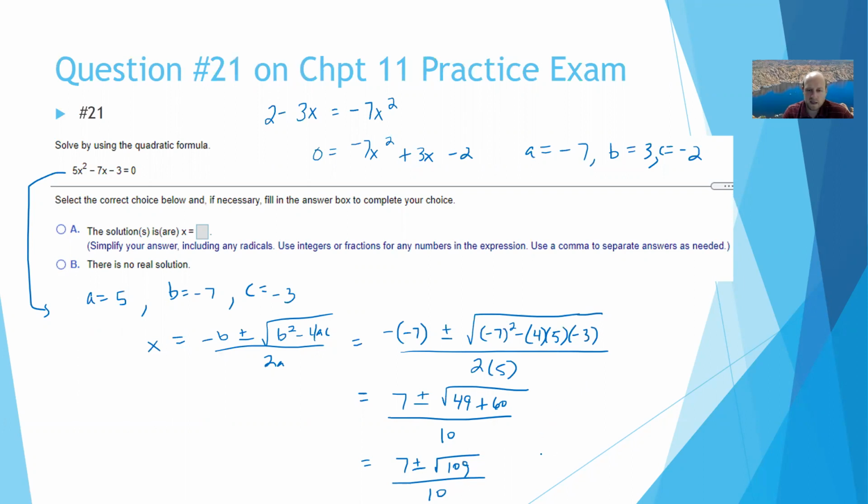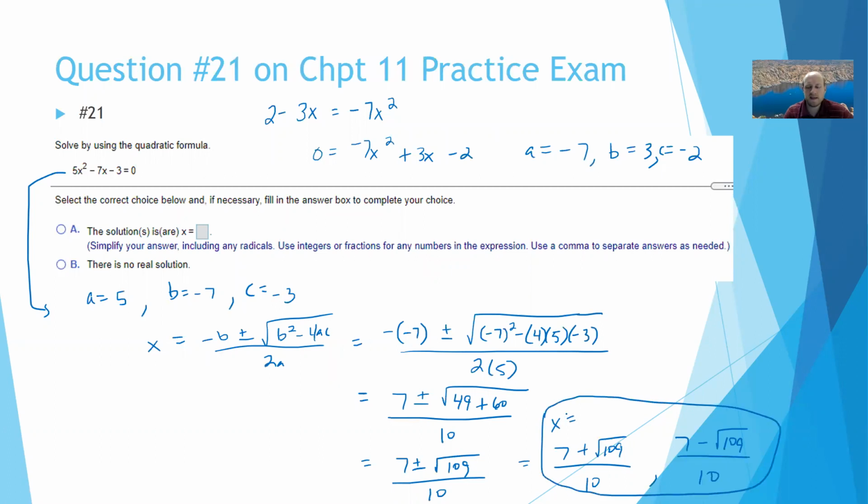From this step, we just break this into 2 different answers. So we have 7 plus the square root of 109 over 10, and then our other answer is 7 minus the square root of 109 all over 10. And that's what x equals for these. Again, why is it x equals? Because those are the x-intercepts of this quadratic.